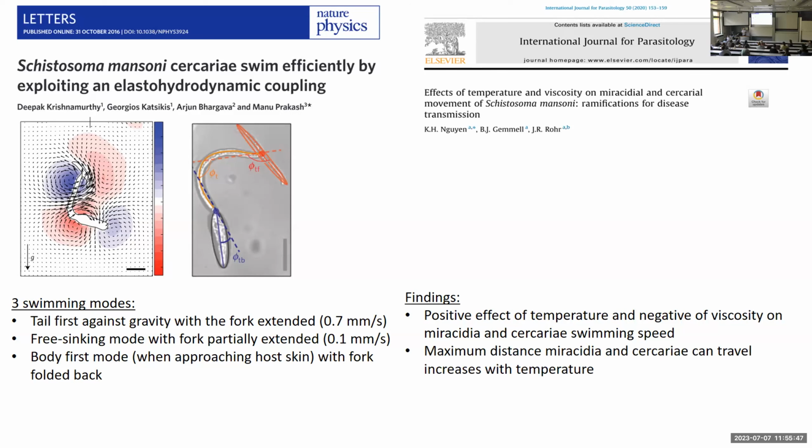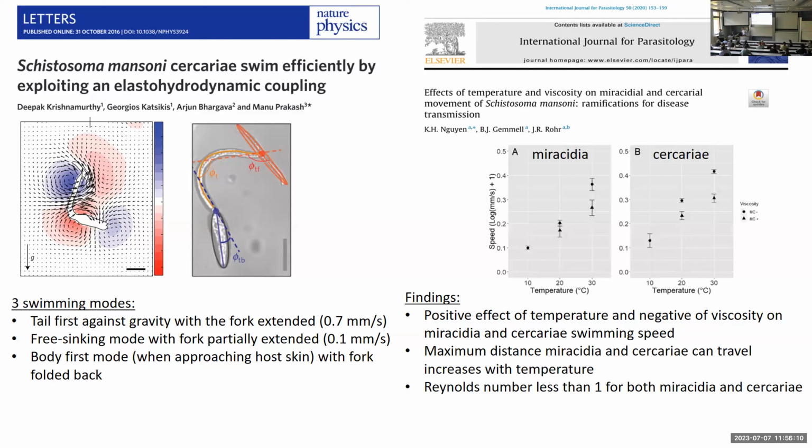So there is again a hypothesis that with global warming, with increasing temperature, the distance they can travel is higher. So they can potentially infect even more people, travelling big distances in lakes. And they've also found the Reynolds number is less than 1 for both Miracidia and Cercaria. So this is the swimming speed depending on temperature for both Miracidia and Cercaria.